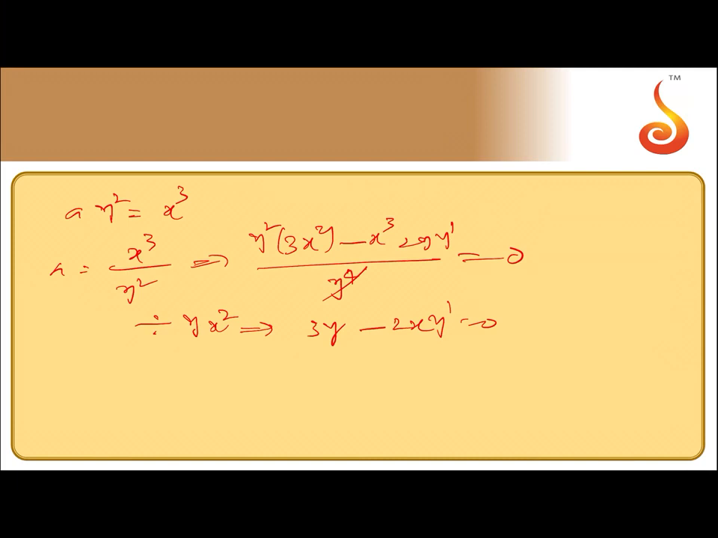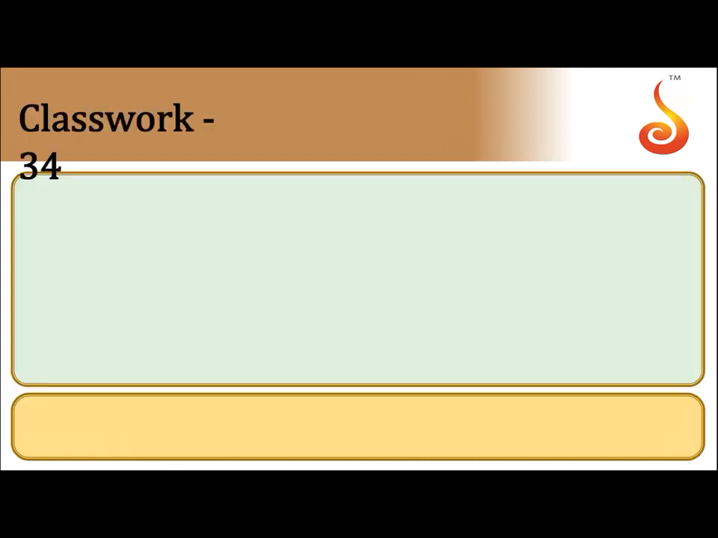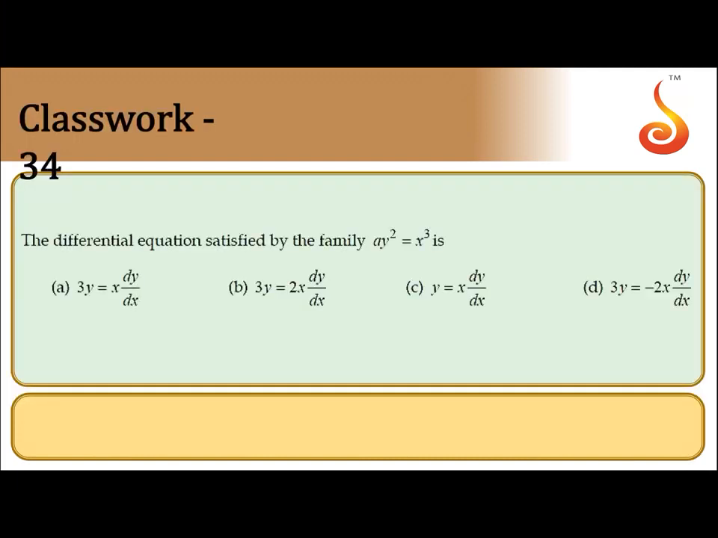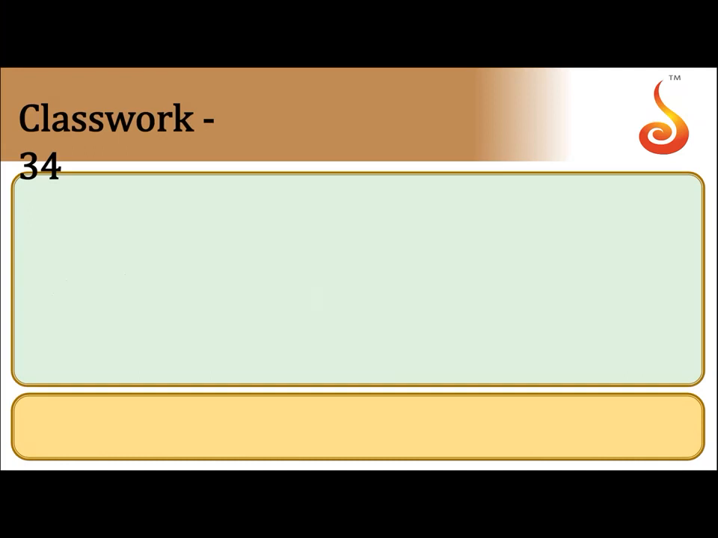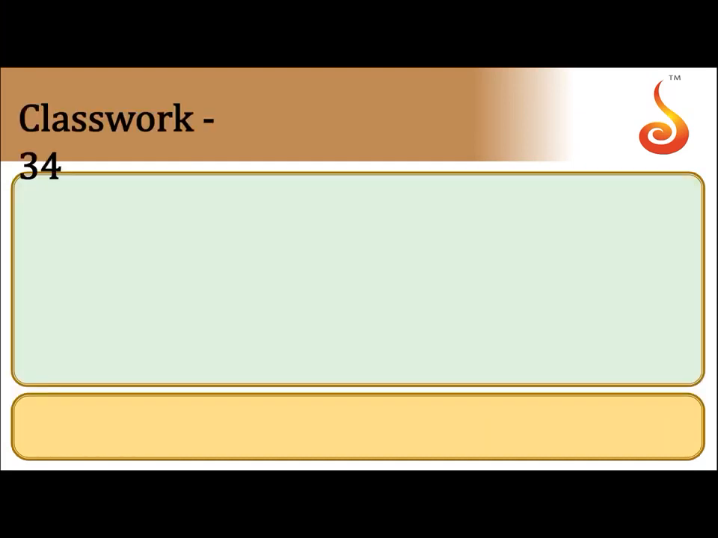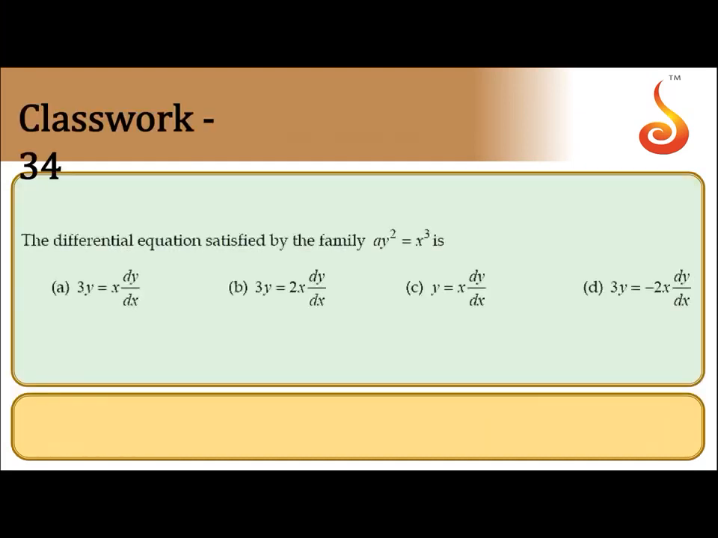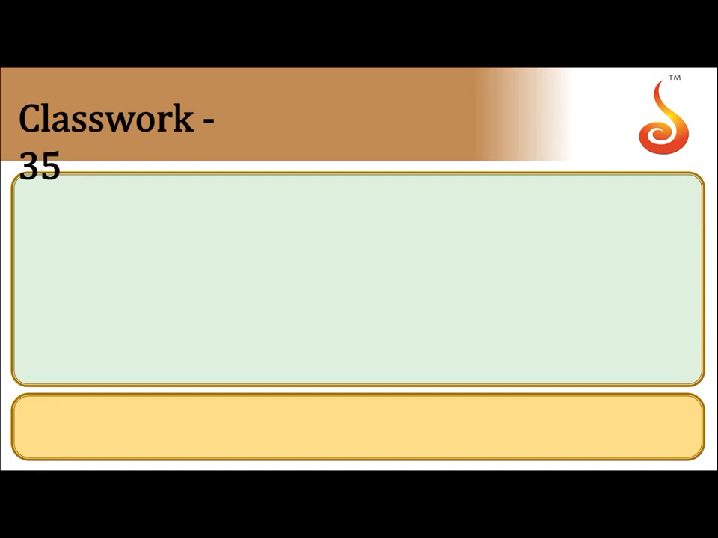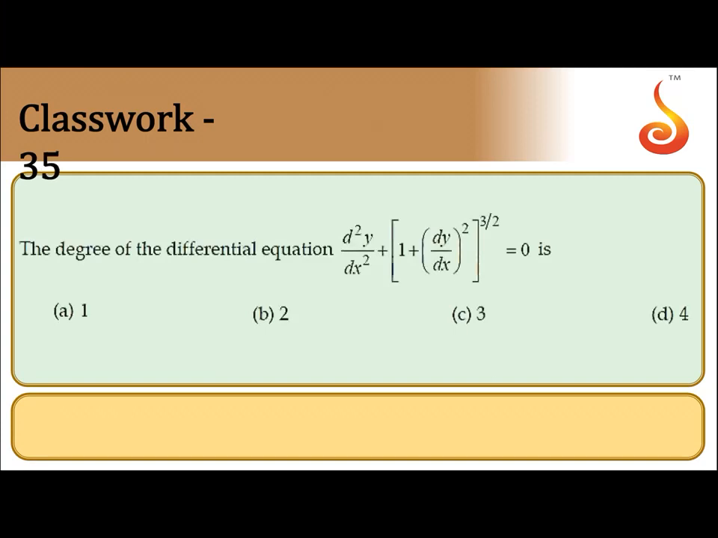So 3y is equal to 2x dy by dx, that is dy by dx equals 3y by 2x. So therefore 2x multiplied by dy by dx is equal to 3y. Yeah, 2x into dy by dx equals 3y. Option is B. Coming to the next one, the degree of the differential equation.